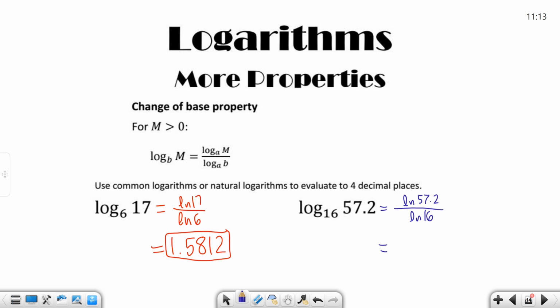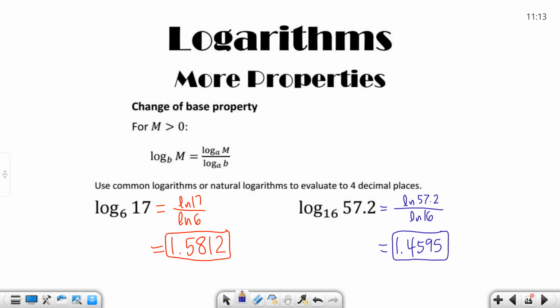And if I divide all of that together, I get 1.459. My next two digits are 48. This 8 says take that 4 and go up to 5, right? So 1.4595 is log base 16 of 57.2.